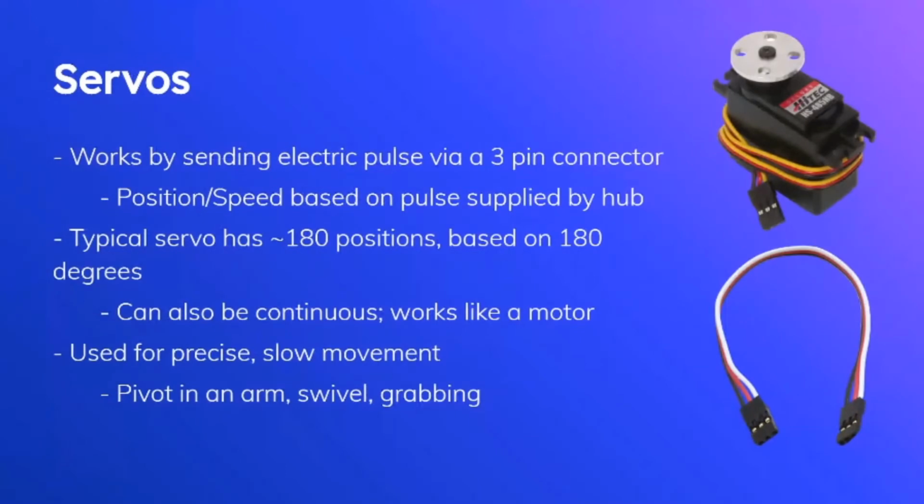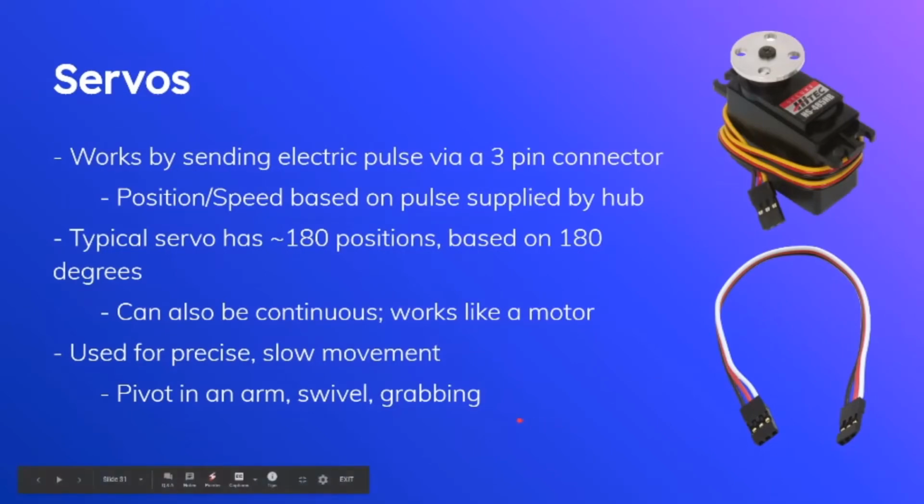Next, we have our servos. They work by sending electrical pulses via a 3-pin connector, and that's what they look like. Keep in mind that this color coding is universal: black is the negative charge, red is the positive charge, and white is the information, the pulses. A typical servo has 180 positions based on 180 degrees, but like Tyler said, there are also 90-degree and 360-degree servos. They can also be continuous and work like a motor, except they're very weak.